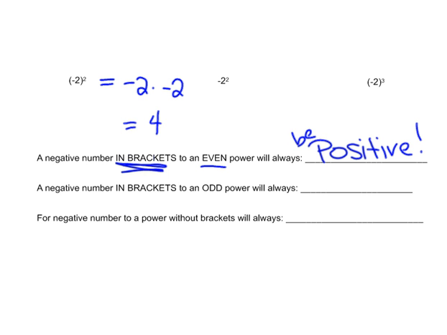A negative number not in brackets, so a negative number with any power, you're going to do the power first. So here we'll do 2 squared first, which we know is 4, and then we keep that negative. So we keep this out in front. So no brackets, a negative number to a power without brackets will always just stay negative.